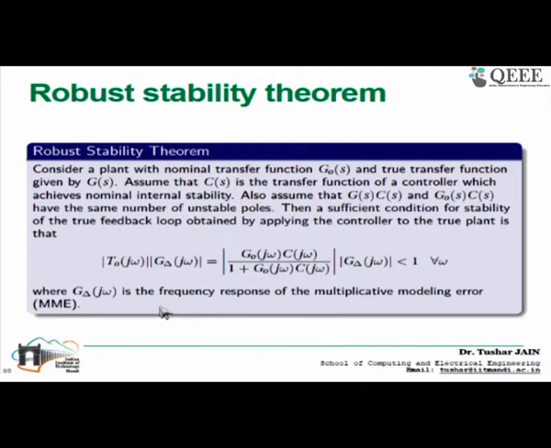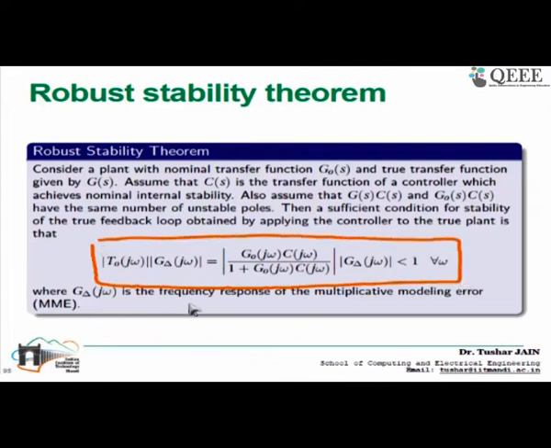Then a sufficient condition for stability of the true feedback loop, obtained by applying the controller to the true plant, is this one, where G delta is the frequency response of the multiplicative modeling error. First understand what this theorem says and what assumptions it makes, and then based on that, it gives the stability conditions for the robustness. So you can directly prove this result by using the Nyquist stability criterion that we have discussed. So let's go very quickly.